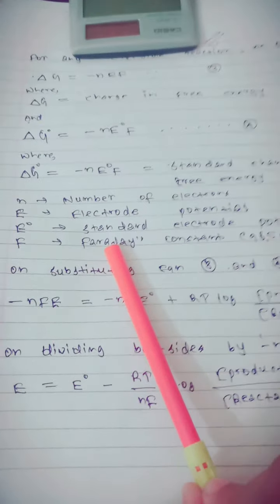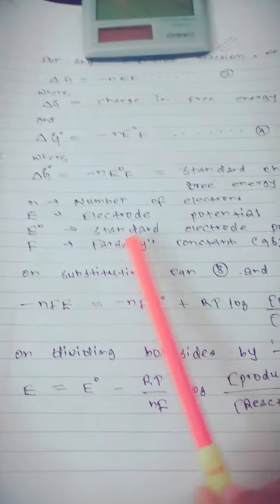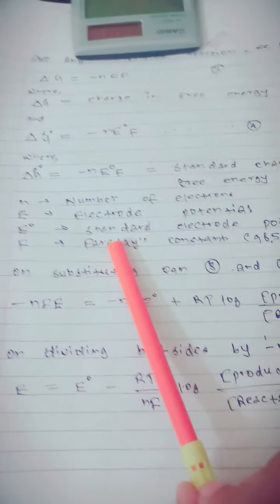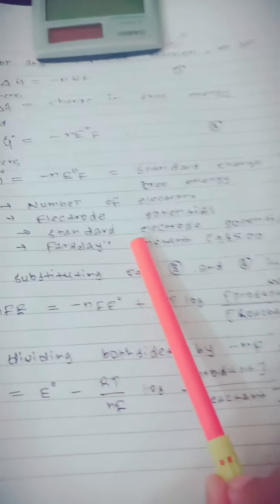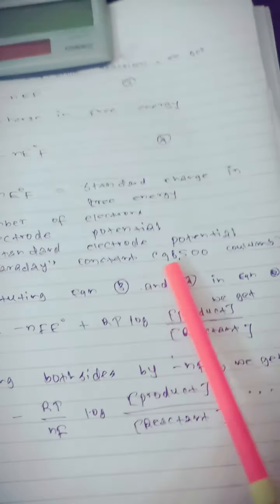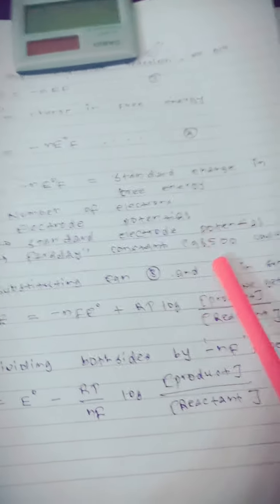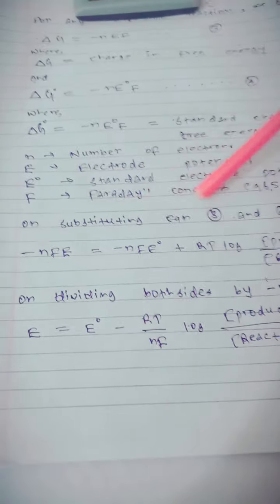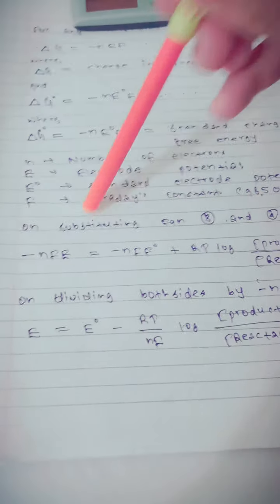Capital F is my Faraday's constant. Faraday is the scientist's name, who gave the F value, whose value is 96,500 coulomb. The Faraday's constant value is 96,500 coulomb. So this is a constant value, 96,500.